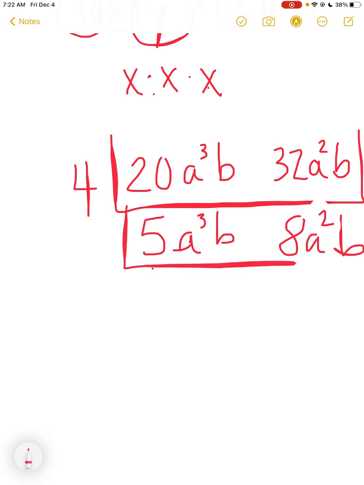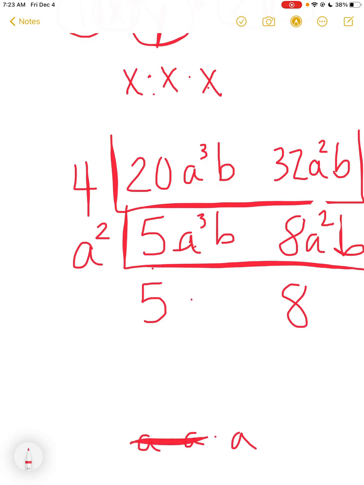So now let's focus on your letters. A to the third and A to the second. What can I take out of both of those? I can take out an A to the second out of both of those. Okay, so that keeps the 5 and the 8 the same. If I take A to the second out of A to the third, how many A's are left? If you take 2 A's out of there, only 1 A is left here, and the B stays the same. If you take 2 A's out of A times A, how many A's are left? None. So there's no more A's in this set. All that's left is your B.